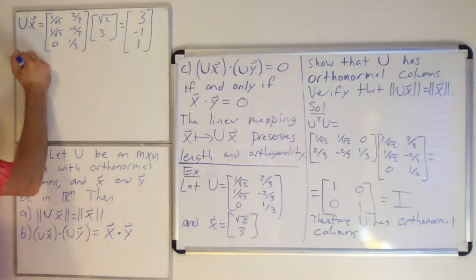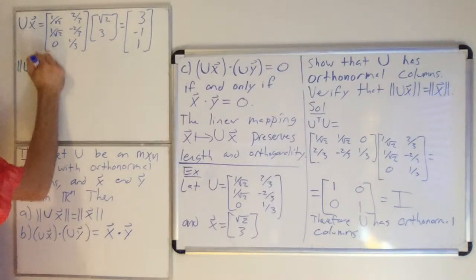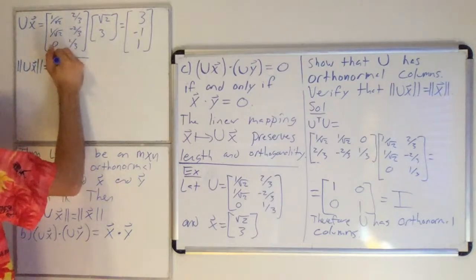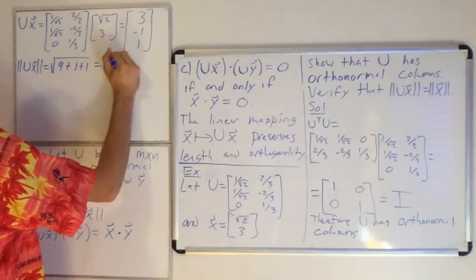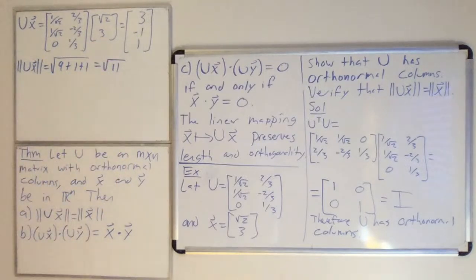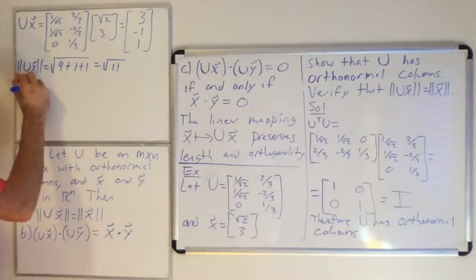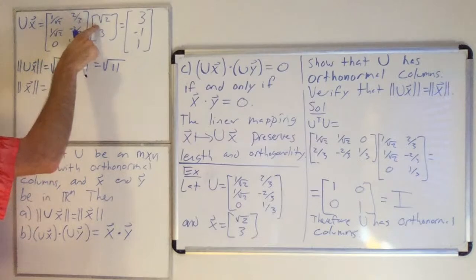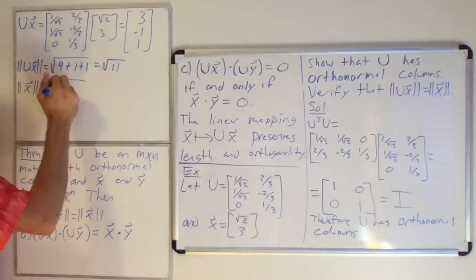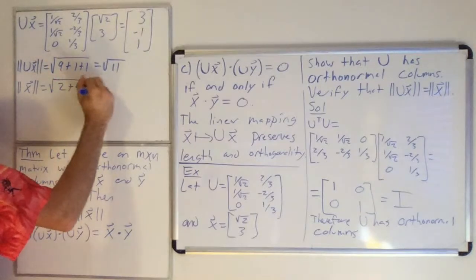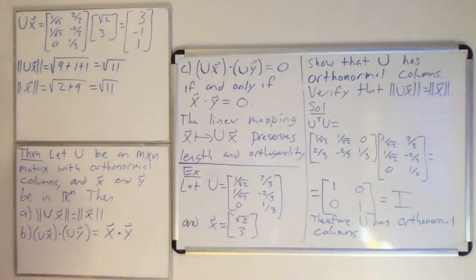The magnitude, or the length of Ux, is equal to the square root of 9 plus 1 plus 1, which is the square root of 11. The magnitude of x, this is x here, is equal to the square root of 2 plus 9, which is also equal to the square root of 11. So we verified it. The theorem holds in this particular case.